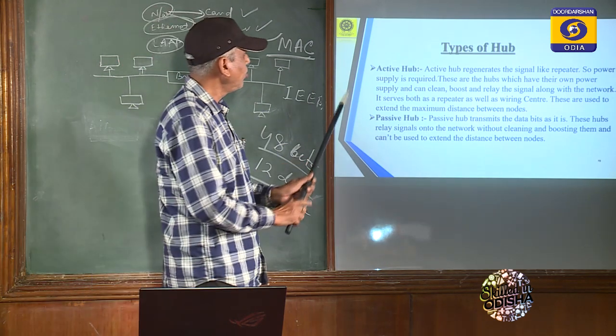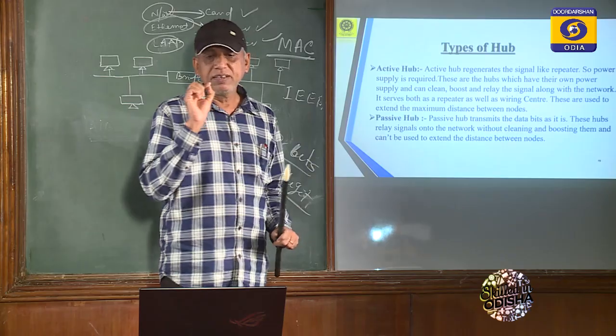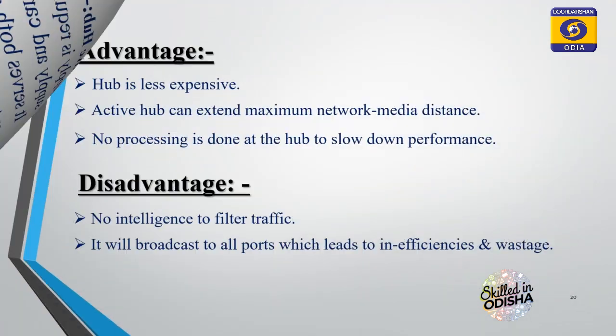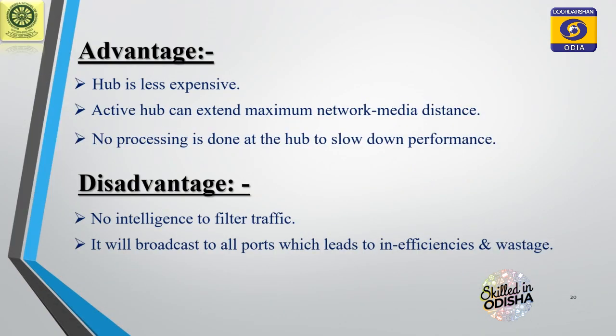Then accordingly we supply. As this active hub regenerates the signal, electric power supply is required, so accordingly we provide it. Then the passive hub does not require any extra electrical circuit. Then come to the advantages: hub is less expensive, an active hub can extend the network, and no processing is done at the hub to slow down the performance. Then the disadvantage: no intelligence to filter traffic.